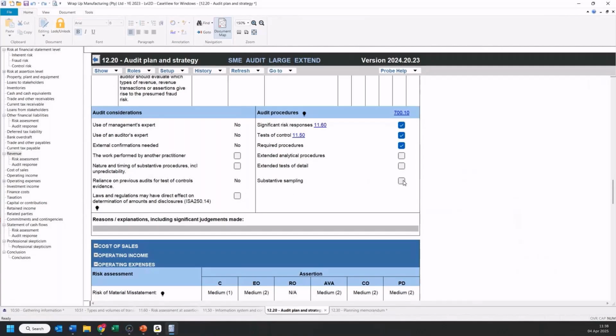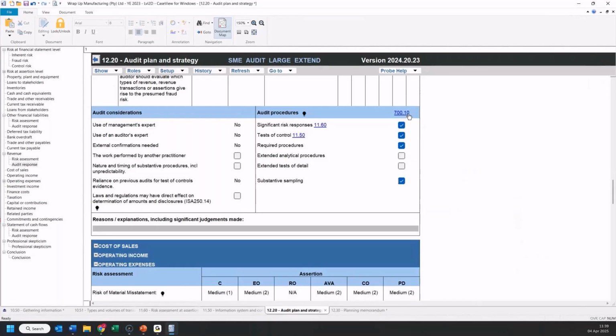What we have to switch on, though, is the sampling tab. And I'll tell you why. Firstly, because we have already decided we need to do sampling as part of our overall response. And there are specific steps in the sampling section that help me to comply with ISA 530, the sampling standard. So that's why I'm switching it on. But at the same time, if I had considered it and said, well, the only way I could get sufficient appropriate audit evidence is by doing not just required procedures, but also substantive sampling, or also extended analytical, or also extended test of detail, this is where I would decide what is the best way in which to respond to revenue.